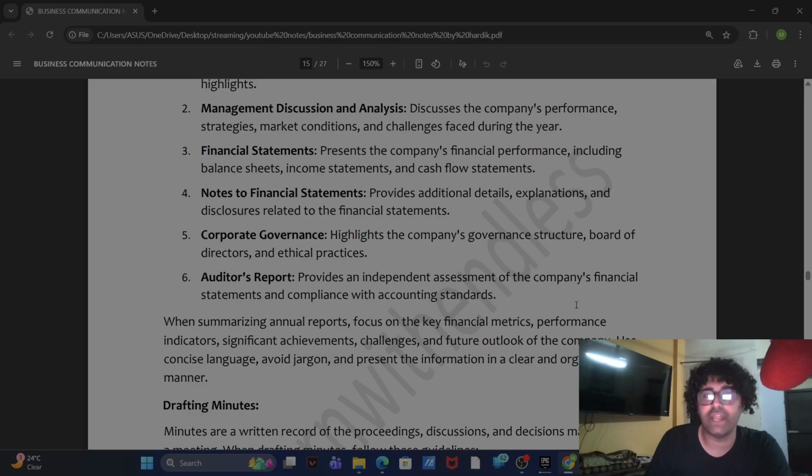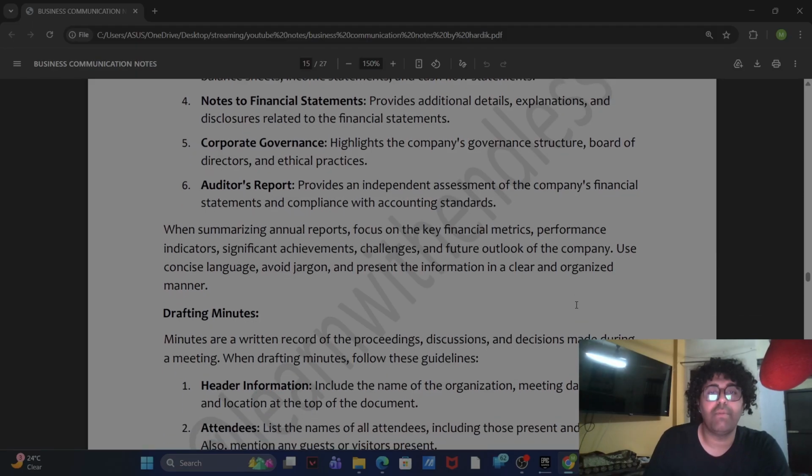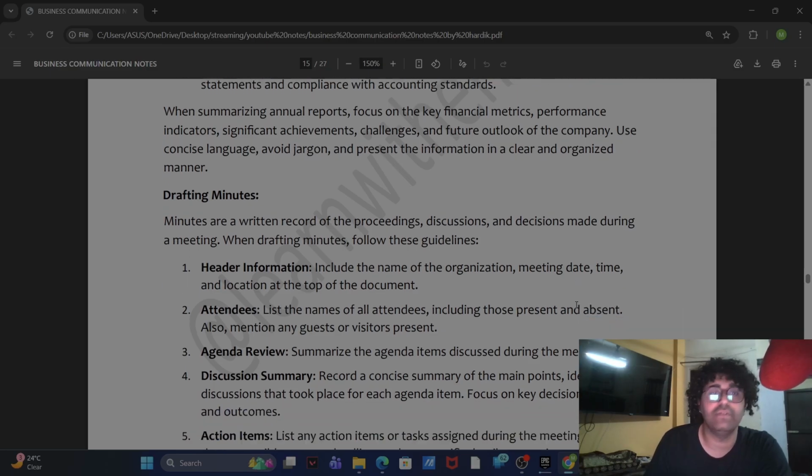disclosures related to financial statements. Corporate governance highlights the company's governance structure, board of directors, and ethical practices. Auditor's report provides an independent statement of the company's financial statements and compliance with accounting standards. When summarizing annual reports, focus on the key financial metrics, performance indicators, significant achievements, challenges, and future outlook of the company. Use concise language, avoid jargon, and present the information in a clear and organized manner.